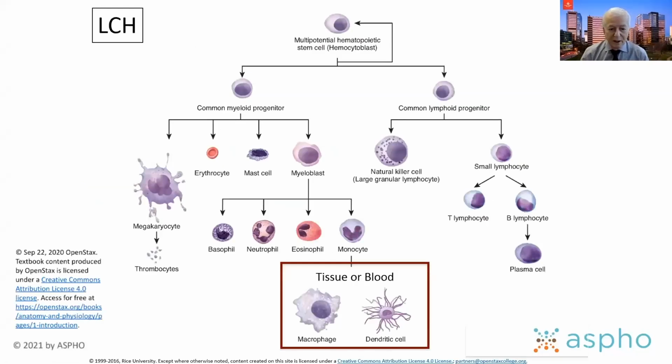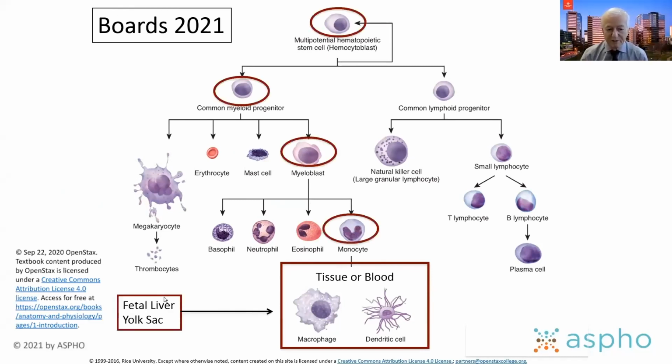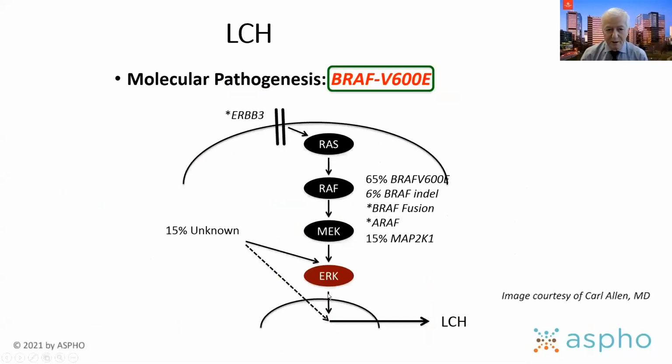So LCH is a disease of early myeloid and dendritic cells, which form from the macrophage and dendritic cell lineage, which come from the bone marrow progenitors, but may also arise from fetal liver and the yolk sac. And therein lies some of the biologic differences in LCH patients: those with skin-only disease may indeed have their abnormal cells derived from the fetal yolk sac as opposed to the bone marrow.